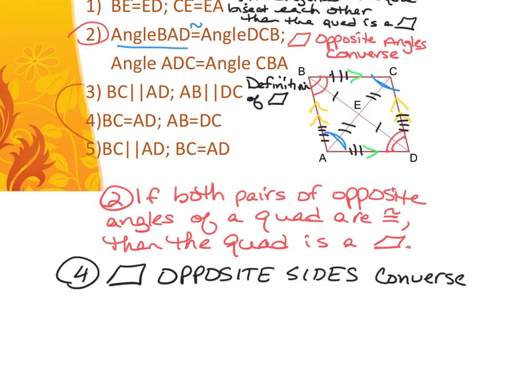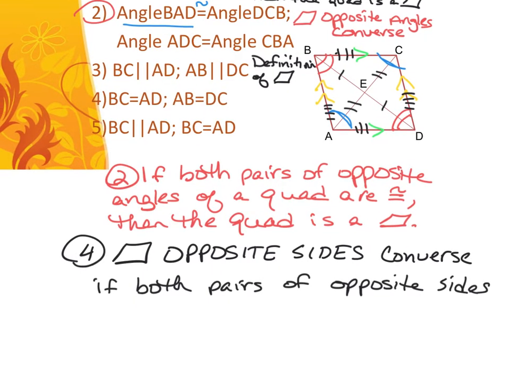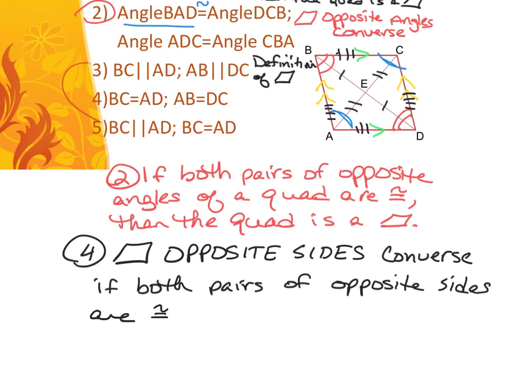And what this one states is that if both pairs of opposite sides are congruent, then the quadrilateral is a parallelogram.